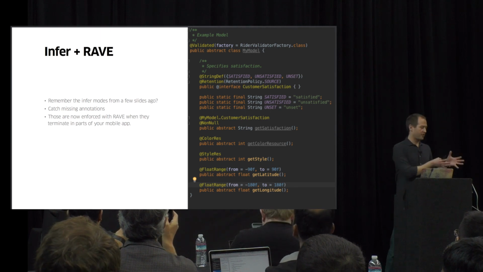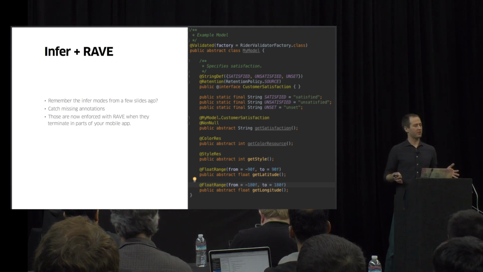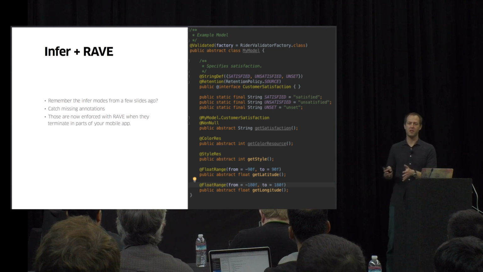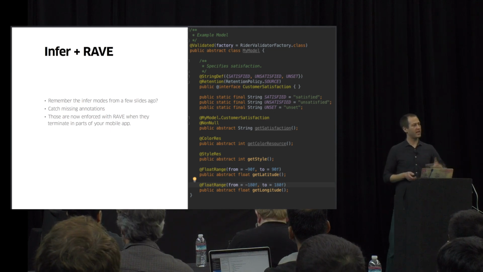Rave will actually check all the annotations you have. Infer will tell you all the annotations you're missing. And all of a sudden these two tools are building on each other. So Rave will tell you more things about your starting state the more that Infer fills in. And then once Rave can tell you more things, Infer can catch more things. So it's actually a cycle.